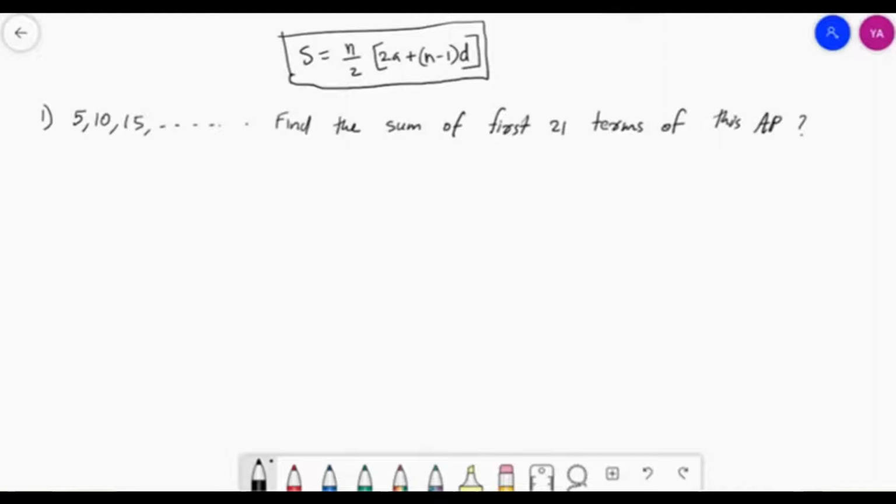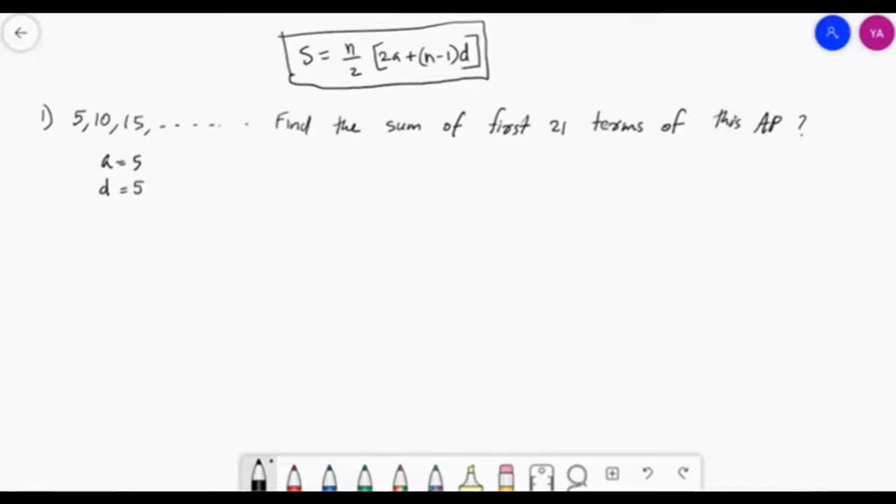So you can simply write, here a is 5, and what is d here? 5, yes, again 5. And then what will be n? How many terms do we want? 21. Now we can start writing the sum. It's better to always write the sum formula. When you attend an exam, if your steps are wrong but you have written the equation correctly, you will get some marks. So I request you to always write the formula.